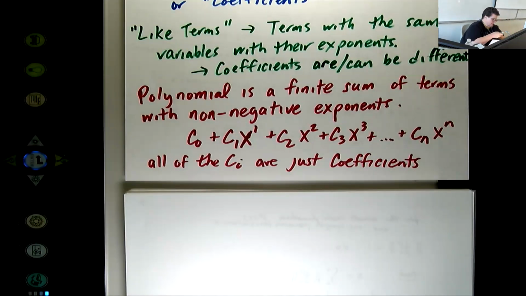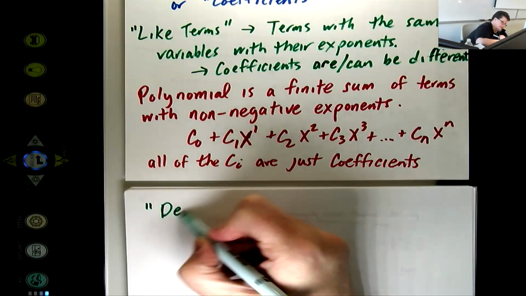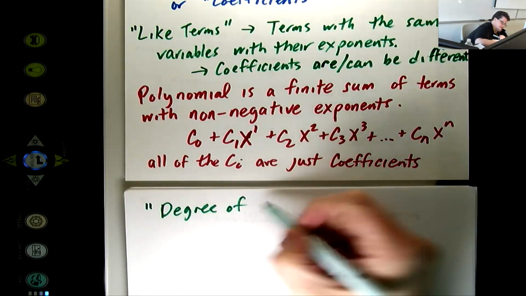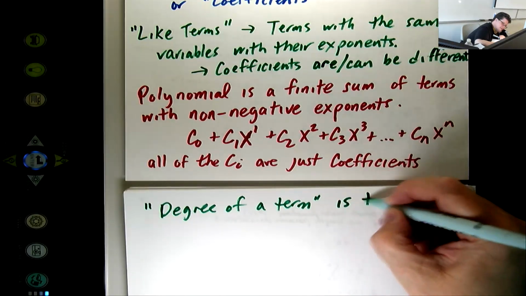All right, so some more terminology here, because we know Luis likes writing sentences. The degree of a term is the sum of the exponents of the variables.